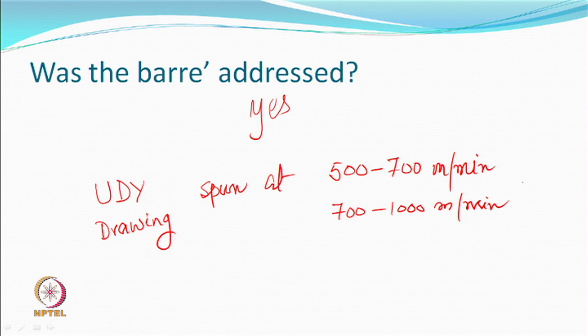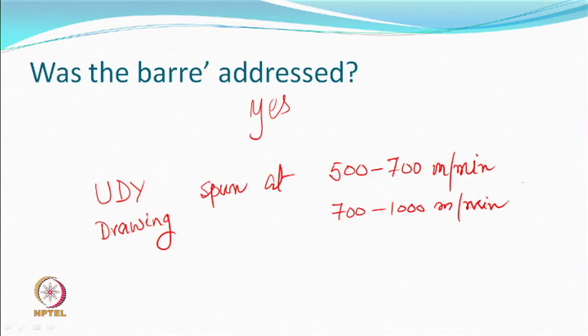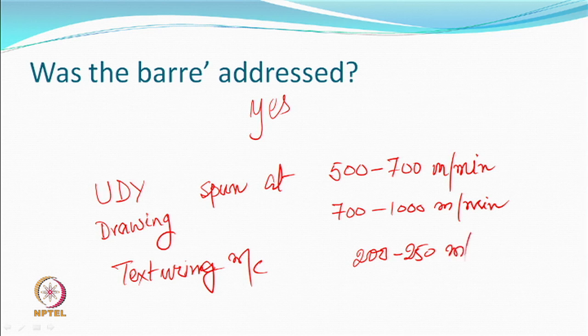That is one, but no problem, because these are two discontinuous processes. Spinning is happening somewhere else, drawing is happening somewhere else. A large DOF is being created, the DOF will go to the drawing machine, the drawing machine will do the drawing and make the cops, and the cops will be supplied to texturizing. The texturing machines were running at 200 to 250 meters per minute or even less.